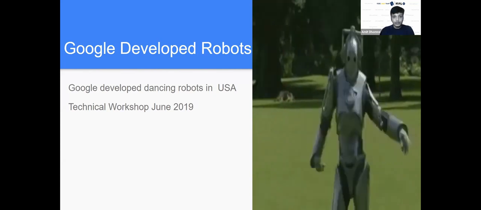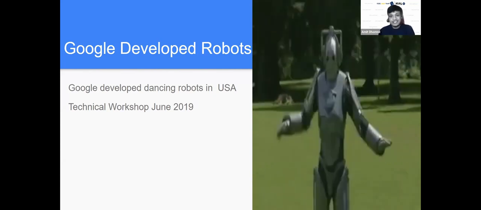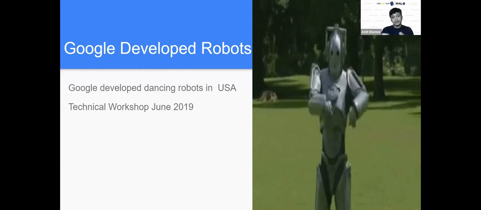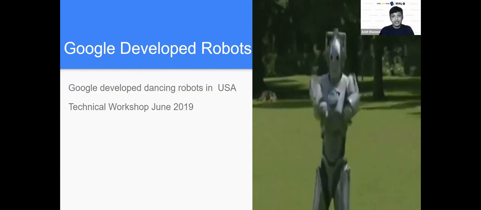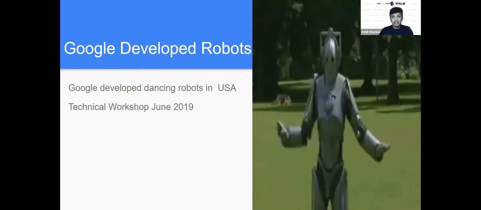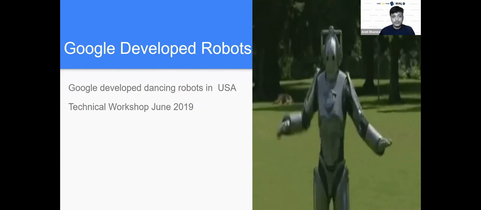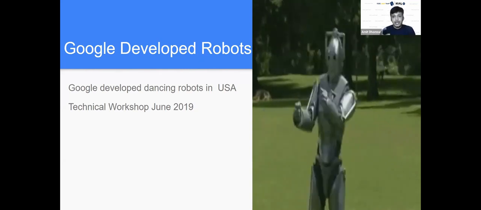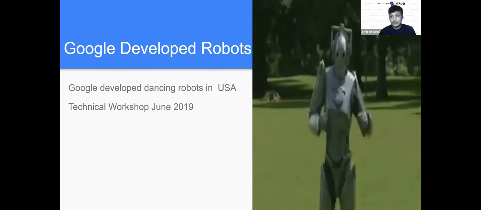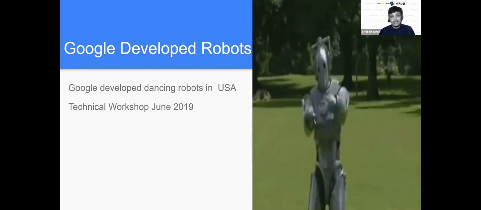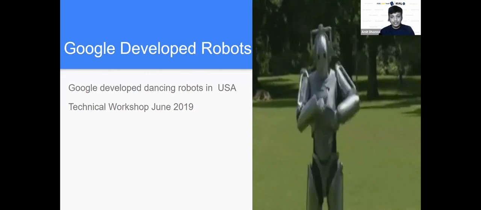So that was what the video was based on. And this video is of the dancing robot that Google developed recently, in 2019. Our CEO Sundar Pichai gave workshops at that USA conference, and there we developed this dancing robot. It's not a human being, it's a dancing robot that is trained with artificial intelligence.